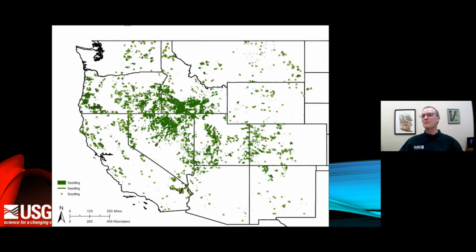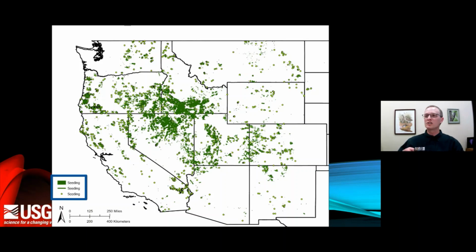While you're looking at these maps, I want you to see if you can identify patterns and determine which areas receive the most treatments. Now, if you look at the legend here, you notice that we have polygons, lines, and points to represent our seedings. Now, point seeding doesn't make any sense. You're not going to drop seed in a single spot on the ground.